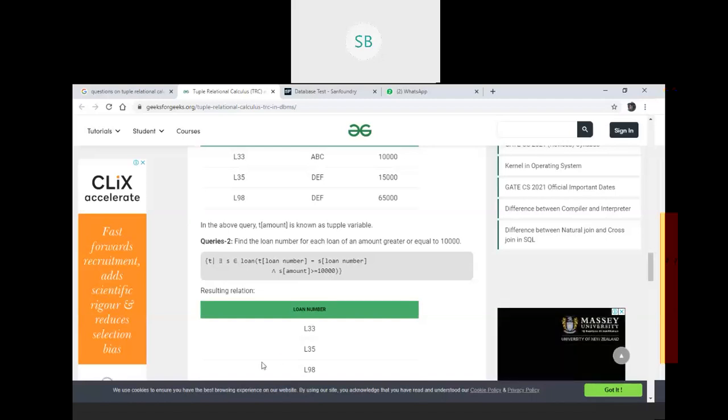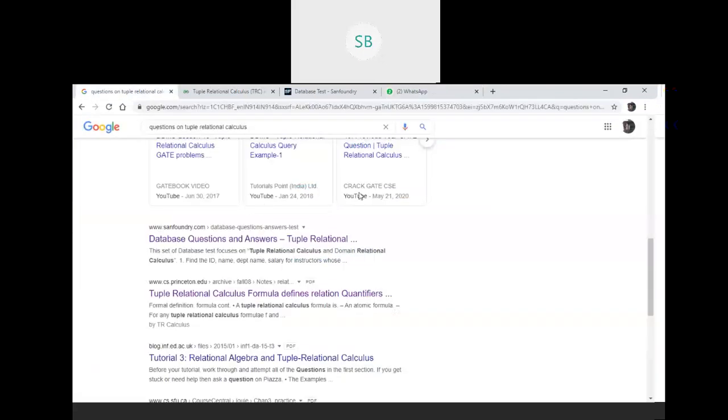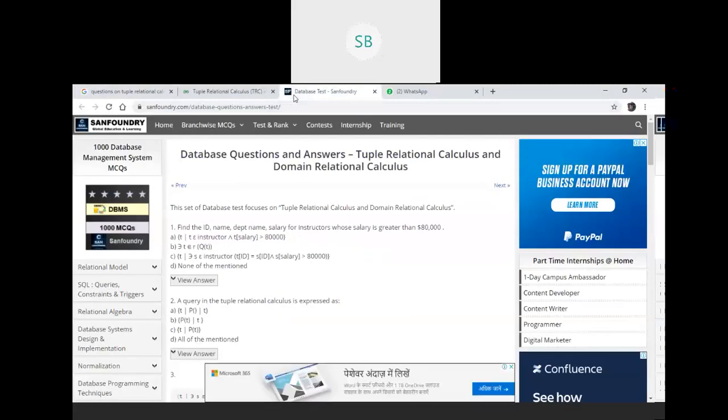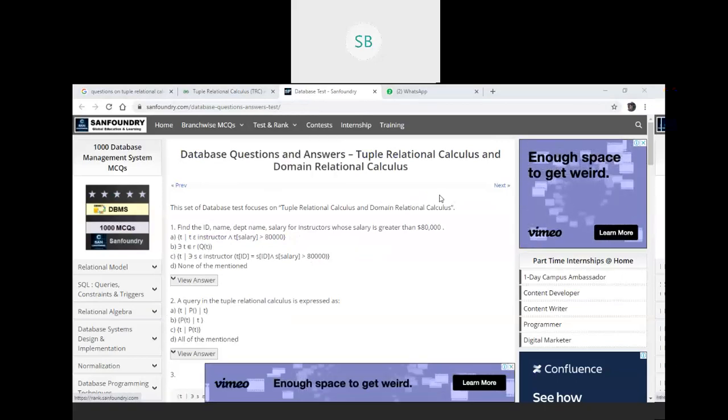So in that case, what will it find out? The loan number. Clear? Don't get confused with the conventions. Okay, let me check with the other questions. Now moving next, I will share again one more thing.